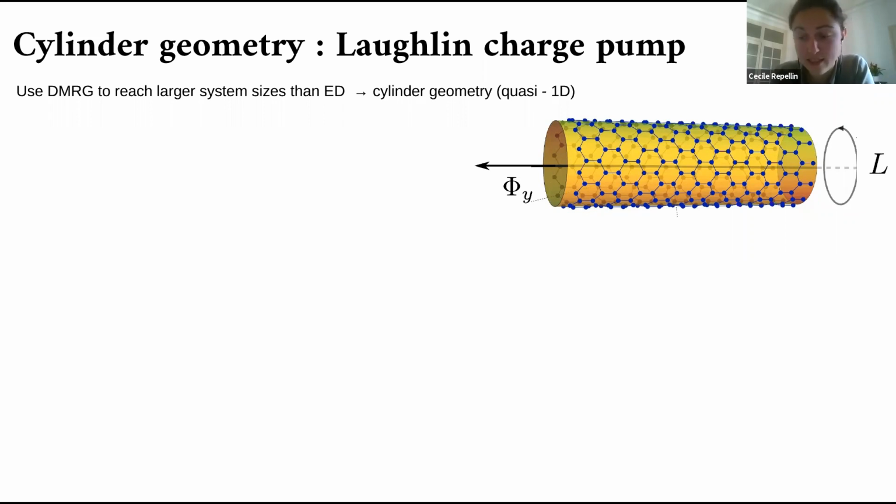And it's especially efficient for phases with topological order. So here that means working in the cylinder geometry, which is quasi 1D, where you have the cylinder perimeter, which is L, and you can have a very long cylinder. You can even have a translationally invariant system along the cylinder axis, which gives you this infinite cylinder.